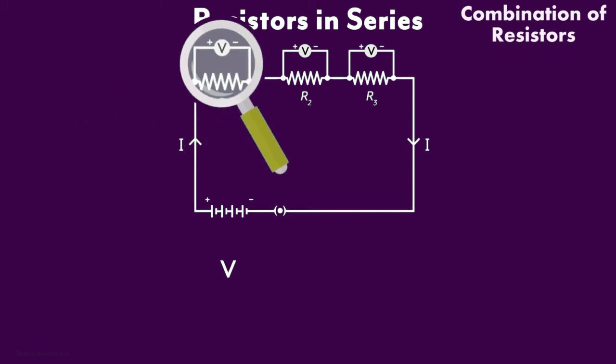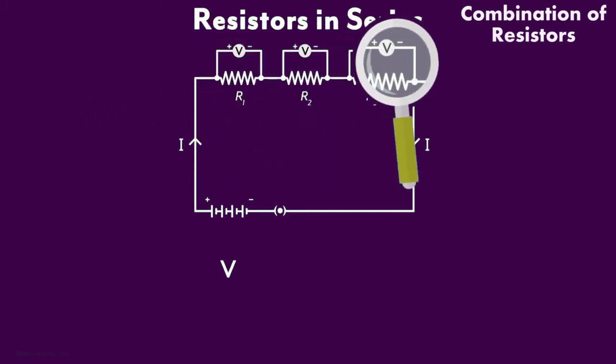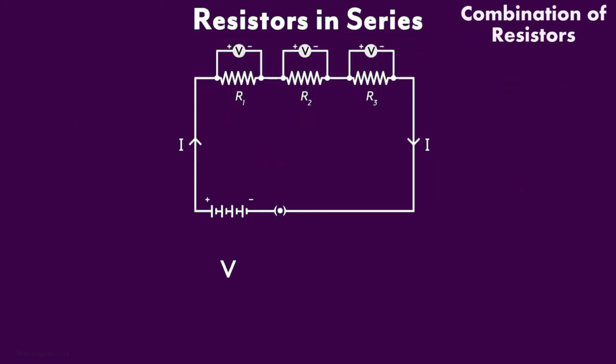Let's call the potential differences across the resistors V1, V2 and V3 respectively. Even though the voltages are different, you will notice that the potential difference V will be equal to the sum of the potential differences V1 plus V2 plus V3. This helps us derive something very important.